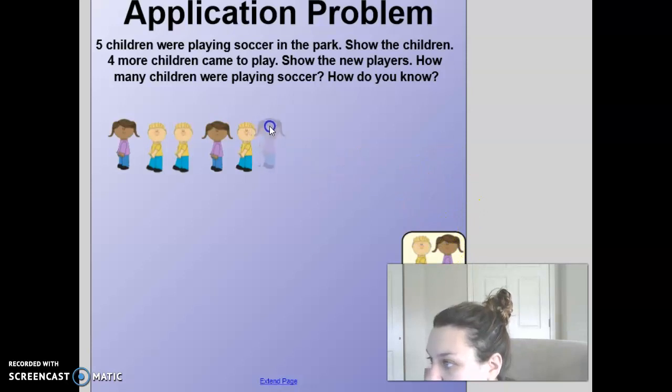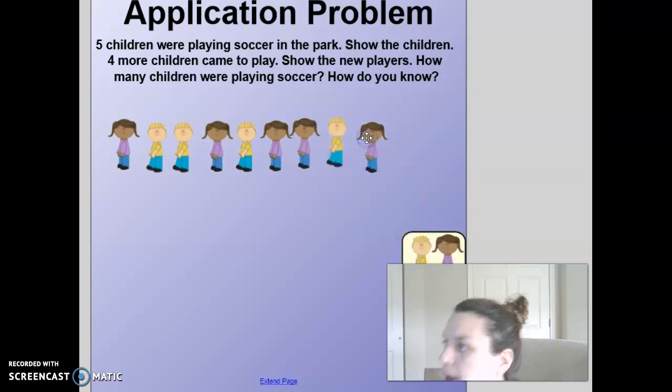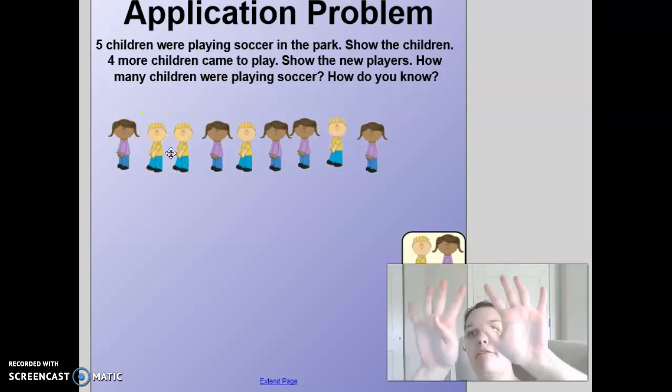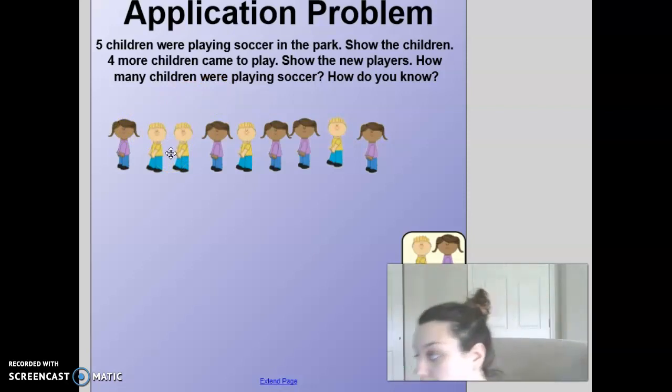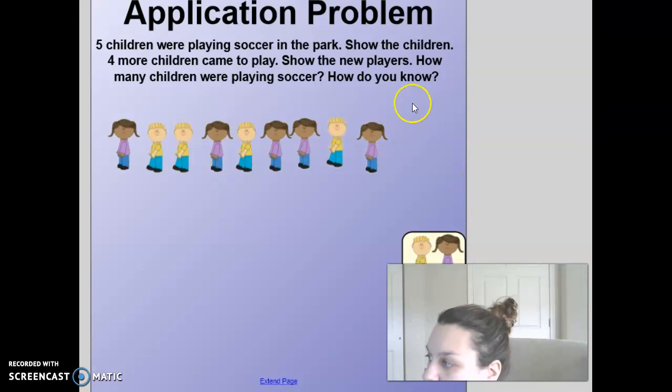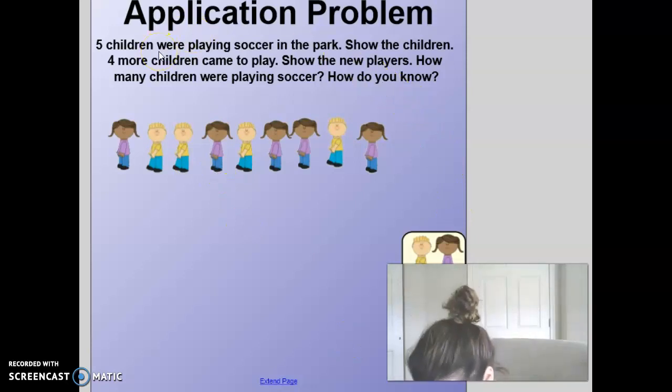Okay? 4 more came to play. That was nice. 1, 2, 3, 4. How many children were playing soccer? So they want to know what our whole is, or how many altogether. We had 5, and 4 more came along. Let's see, how could we solve this?